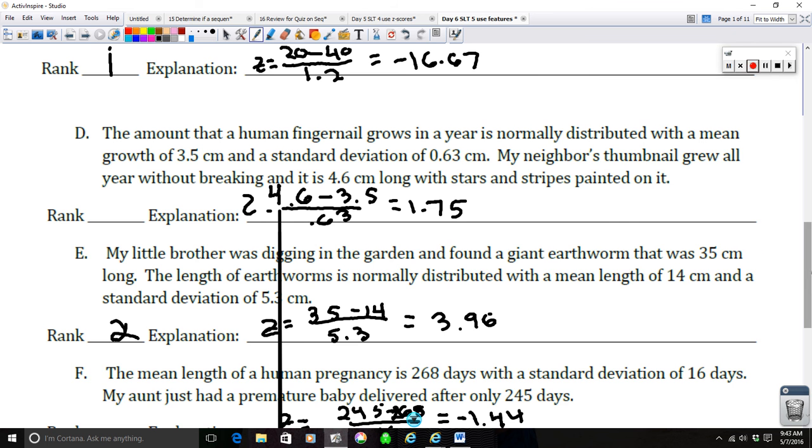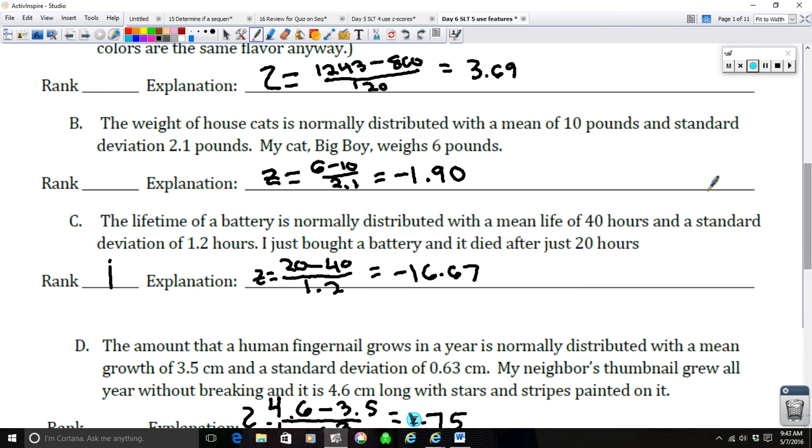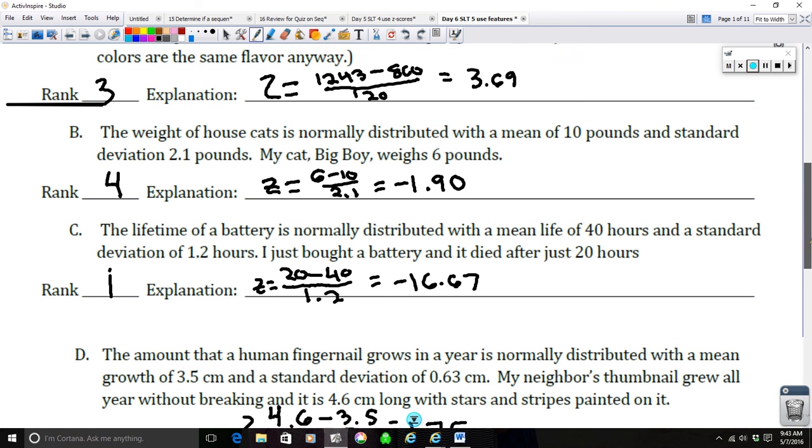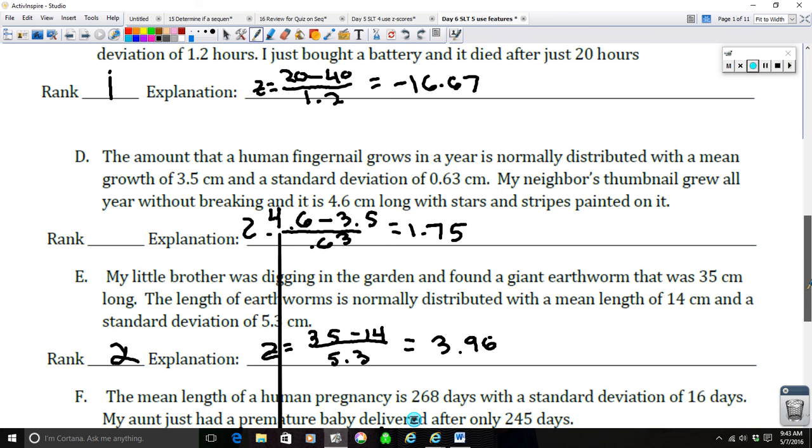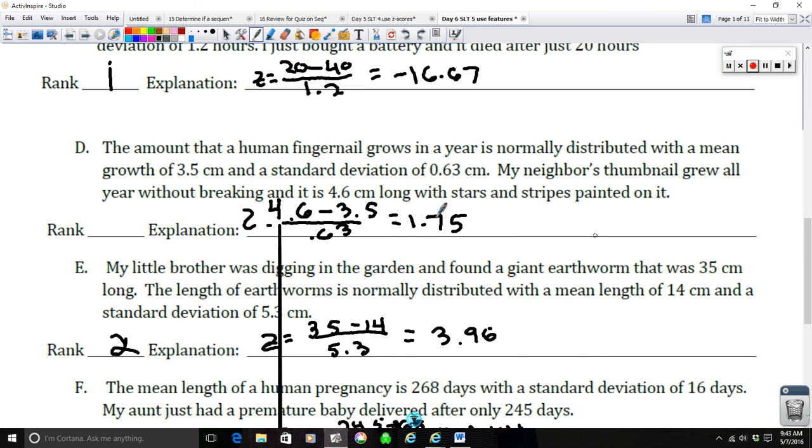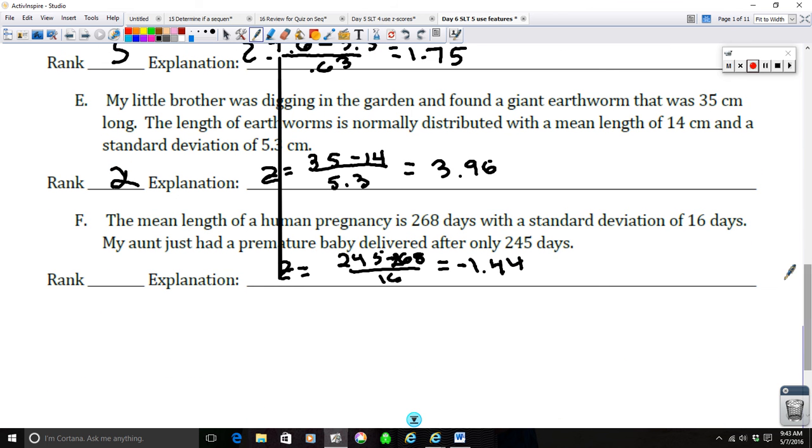3.69 is a rank of 3. 1.90, I know it's negative, but it's still 1.90 below the mean, is a rank of 4. So this is just which is or is not the most unusual. 5 would be letter D at 1.75. So again, the closer you're getting to the mean, the more normal it is. And negative 1.44 is a rank of 6.